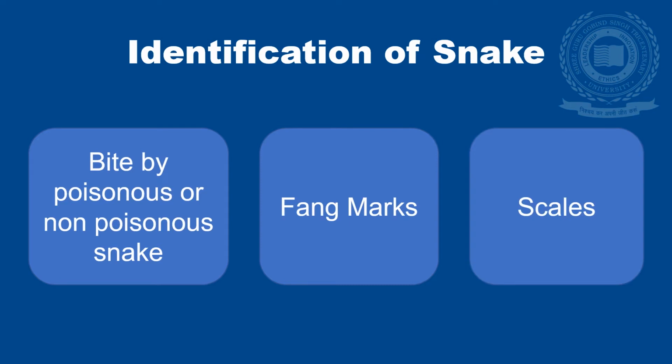If a dead snake is available, we can see the belly scales and the head scales. If head scales are large, it is usually non-poisonous. If head scales are smaller, it is poisonous, which we have read in the last lecture. We can see the belly scales. If they are continuous, then it is poisonous. If they are interrupted, it is non-poisonous. On the basis of this, we can identify whether the bite is by a poisonous or non-poisonous snake. That will help in treatment.